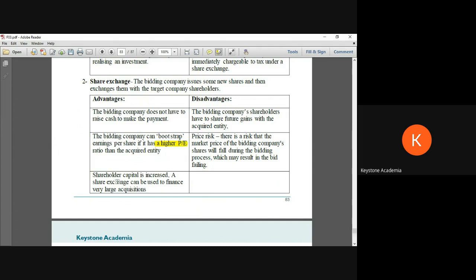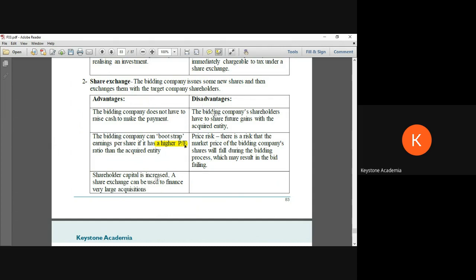Next is shareholder capital is increased. Overall, the capital in the business will increase. That's the famous advantage if you do a share-for-share exchange, as we just gave the example also. Ours is $10, and if theirs is $5, we can just give 1 share of ours compared to 2 shares of them. And sometimes we have to give some premium also.